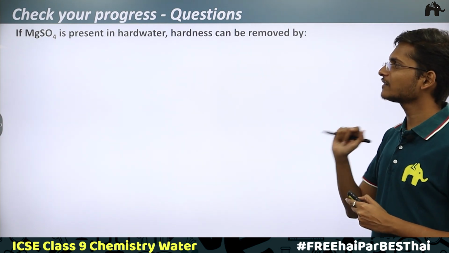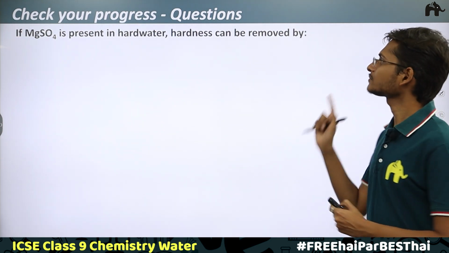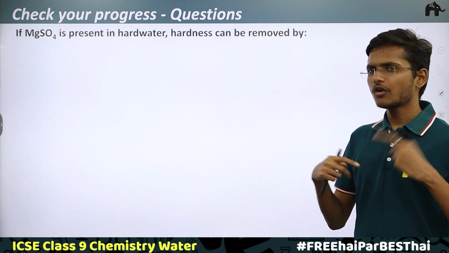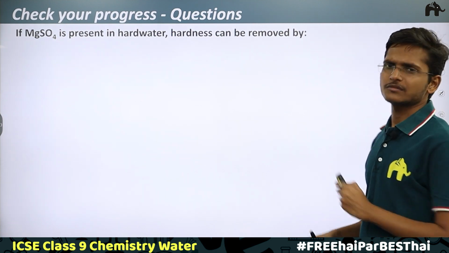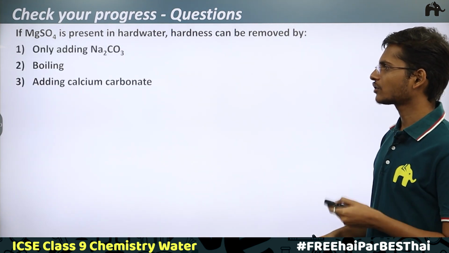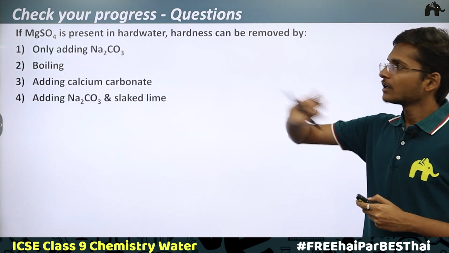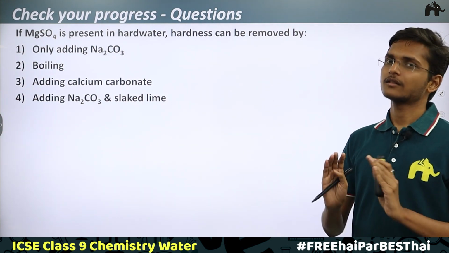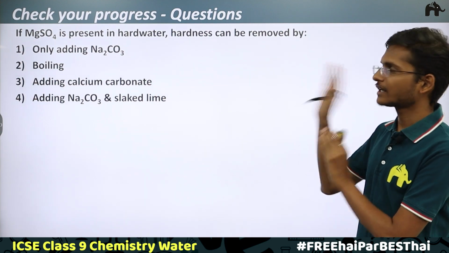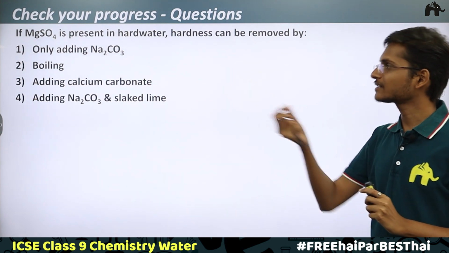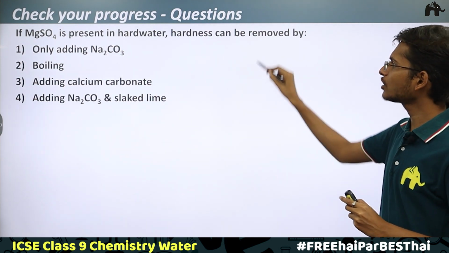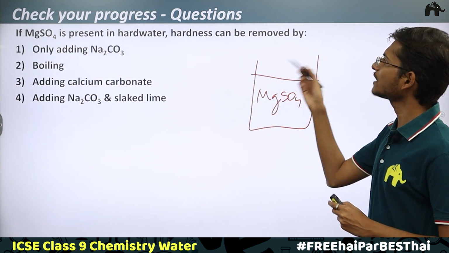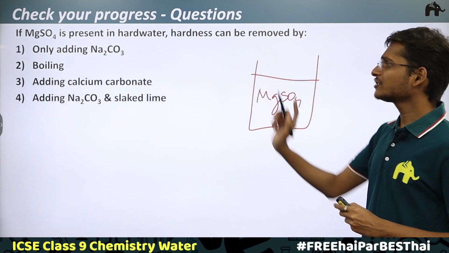If magnesium sulfate is present in hard water, hardness can be removed by. We have already studied this, so just put some stress on the brain and try to answer out of these 4 options. I hope you would have paused and tried, and then resumed the video to see the answer. If magnesium sulfate is present in hard water, hardness can be removed by only adding sodium carbonate.